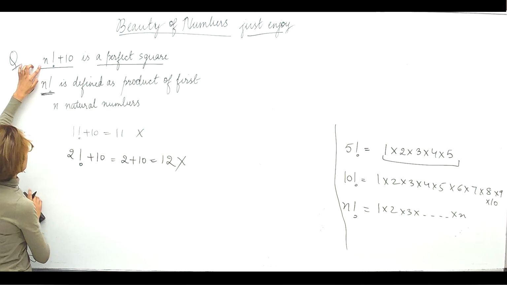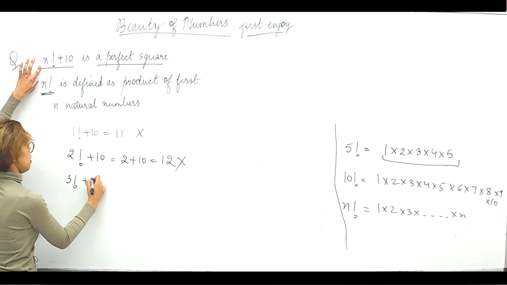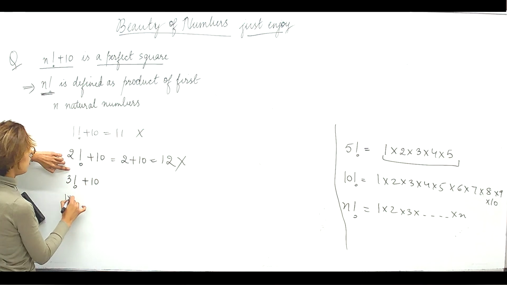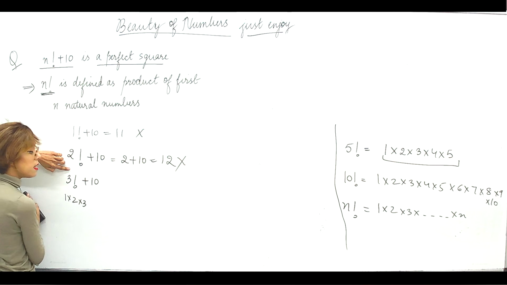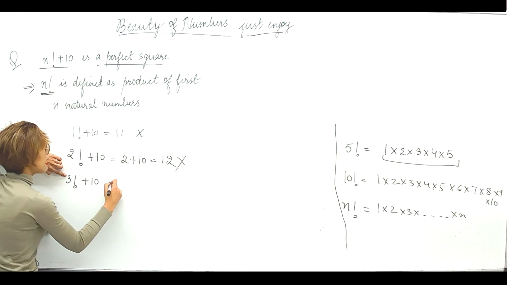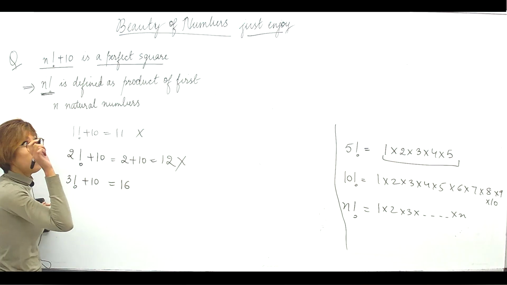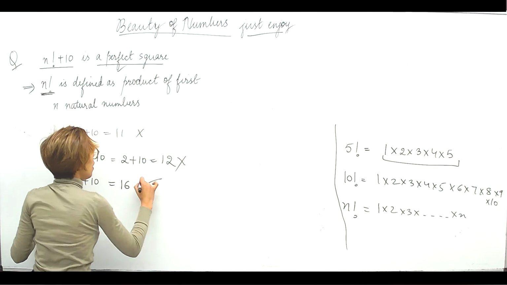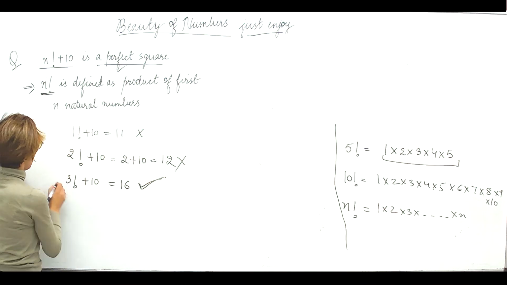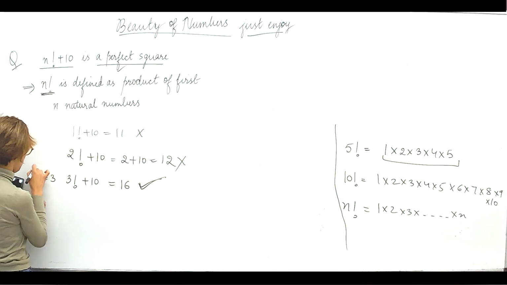Let's put n as 3, so 3 factorial plus 10. Now 3 factorial is 1 into 2 into 3, that is 6. 6 plus 10 is 16. That is a perfect square. Okay, so I got one perfect square. Great. So n is equal to 3 works.